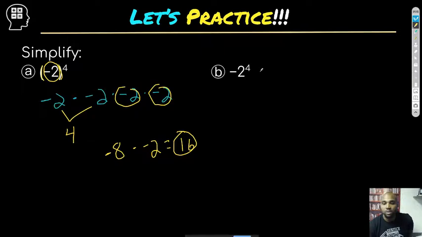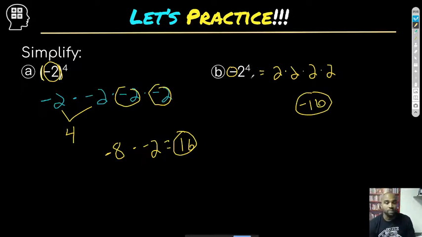Now the difference with this problem is it's going to be 2 to the fourth, which is 2 times 2 times 2 times 2. And whatever you get for the answer, we're going to add the negative on the end, because there's no parentheses saying include that negative like we saw over here. So 2 to the fourth is again going to be 16, but now we know to add the negative on the end to make this a negative 16. This is one that can be tricky, especially if you put it into a calculator and don't get the right answer because you didn't put the parentheses around, or maybe you wrote it this way.